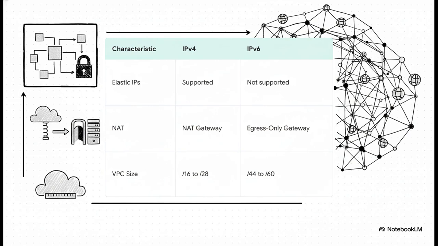So what does all this mean for you when you're actually building in AWS? Well, this table breaks it down. With IPv4, if you need a static public address that never changes, you use something called an Elastic IP. But with IPv6, every address is just static from the get-go. Now, to let your private resources talk out to the internet, say for software updates, IPv4 uses a NAT gateway. IPv6 does something similar but uses a more direct thing called an egress-only gateway. And finally, you can just see the difference in raw scale in the CIDR block sizes you can even use.